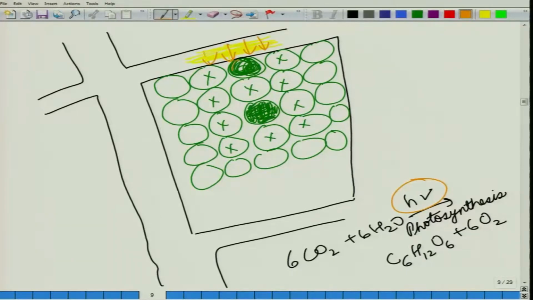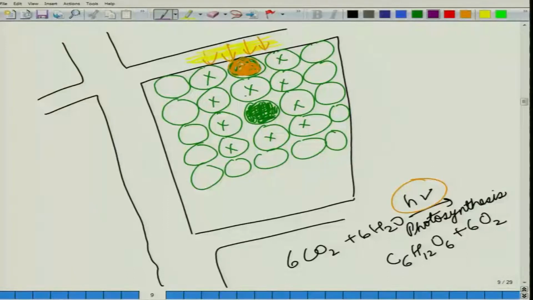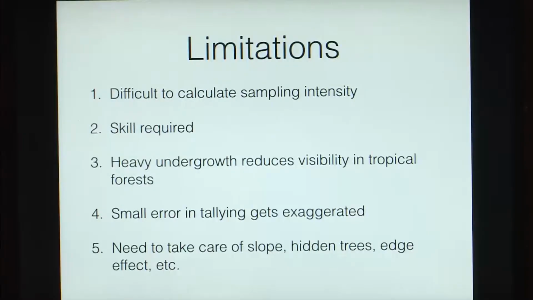So, if the trees at the edges are getting more sunlight, they will be able to perform more photosynthesis and maybe grow to a larger diameter. Suppose we went for point sampling, and we took our point sample somewhere here, the readings will be very different from what we will get if we took a point sample here. So, at the edges the effects get exaggerated. Which is why, if we come back to the slides, it says that we need to take care of slope, hidden trees, edge effect and a number of other factors.